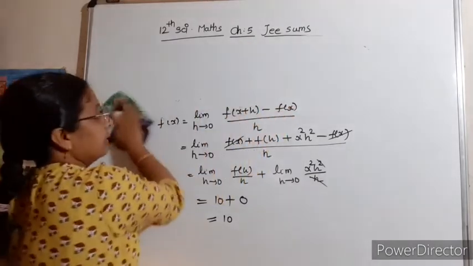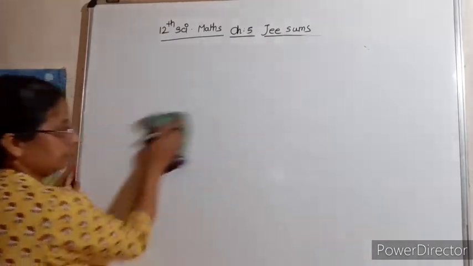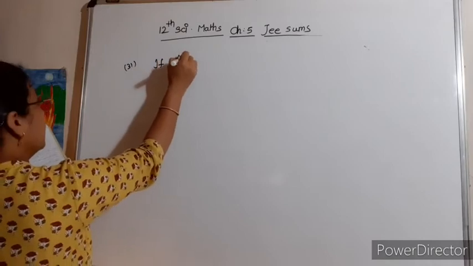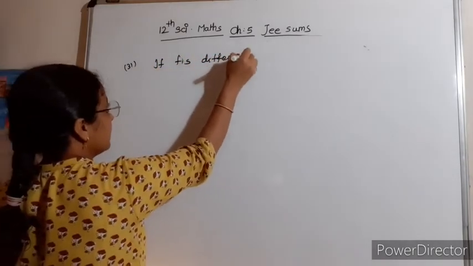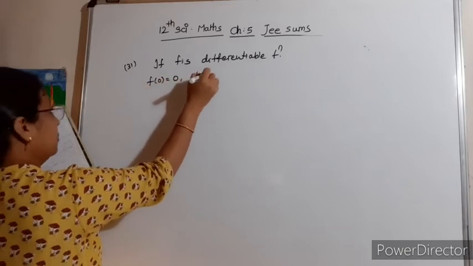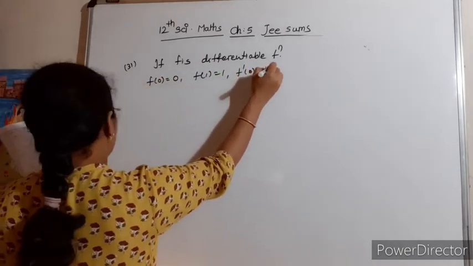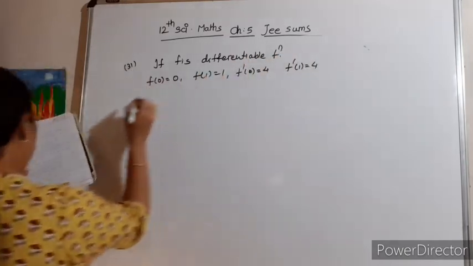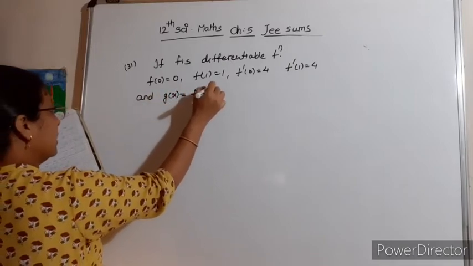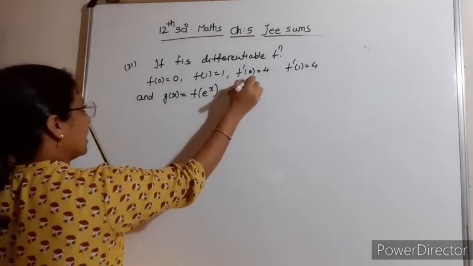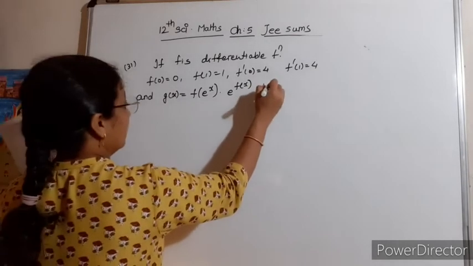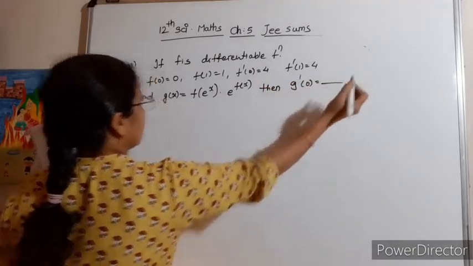That is question number 31. If f is a differentiable function, f of 0 equal to 0, f of 1 is 1, f dash 0 is 4, f dash 1 is also 4, and g of x is equal to f of e raised to x into e raised to f of x. Then g dash 0 is equal to dash.